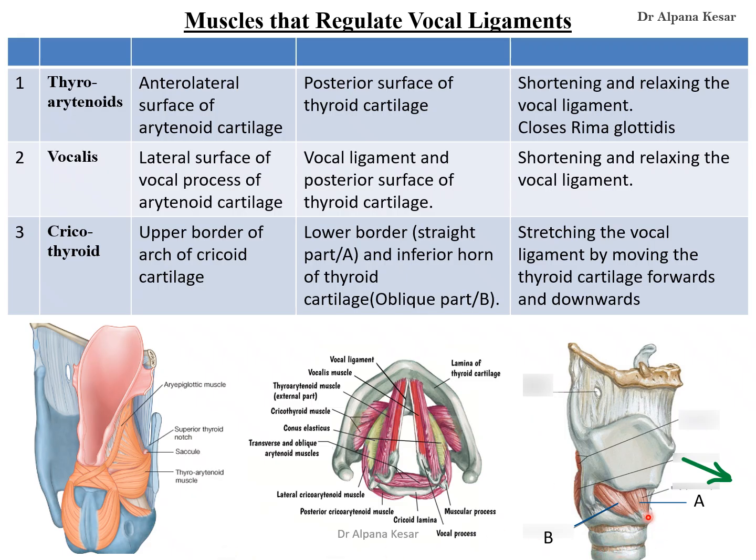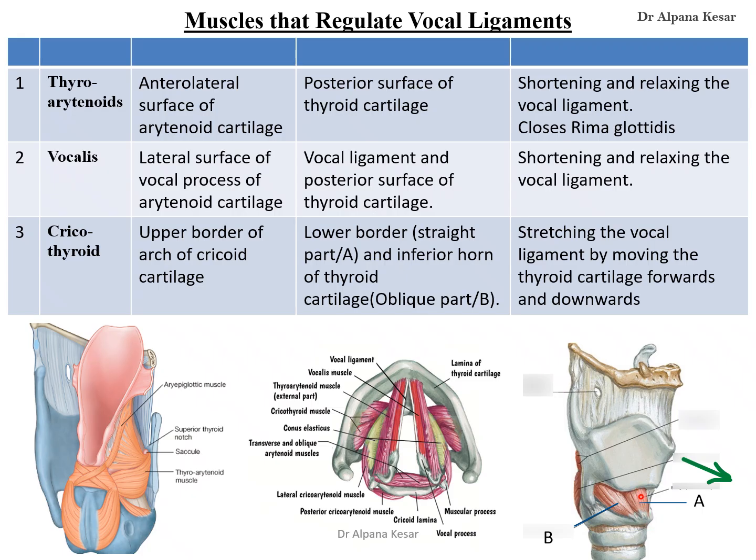The third muscle is cricothyroid. This muscle is cricothyroid. It takes origin from the upper border of the arch of cricoid cartilage. The muscle has two sets of fibers. One is the oblique muscle and the other is the straight muscle.